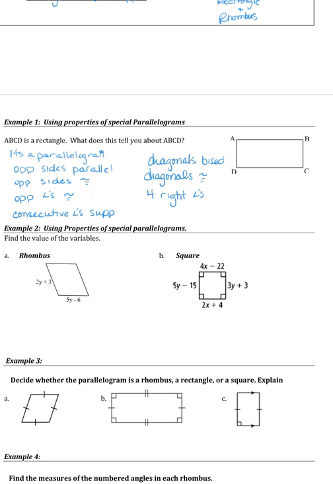All right, so I've listed all of the properties that you know just because we know that that shape is a rectangle. So we know it's a parallelogram, opposite sides are parallel, opposite sides are congruent, opposite angles are congruent, consecutive angles are supplementary, diagonals bisect each other, diagonals are congruent, and it's got 4 right angles. So the benefit to these properties is that once you know what shape it is, you can figure out what properties you have and you can use it to solve problems like in example 2.